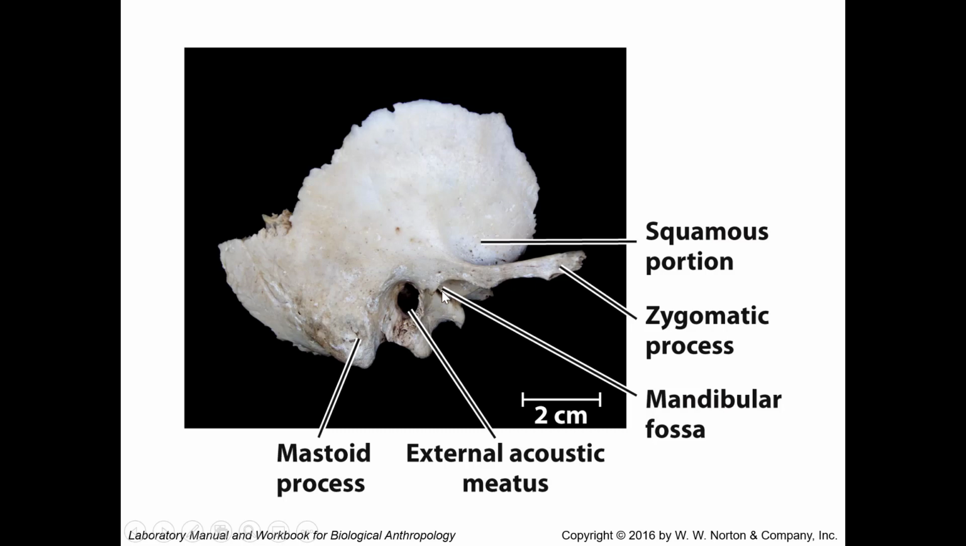This is where the mandible will articulate and it will form the temporomandibular joint during lifetime, right? Just behind this, like I said, is the external acoustic meatus, or the external auditory meatus. Right behind that is the mastoid process. So posterior to the external acoustic meatus is the mastoid process.